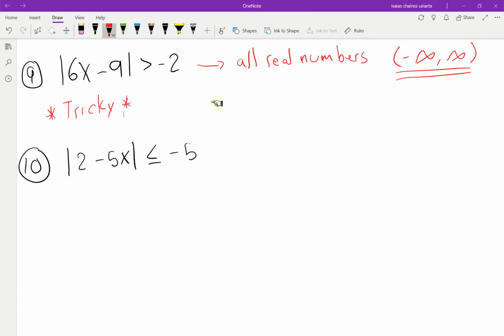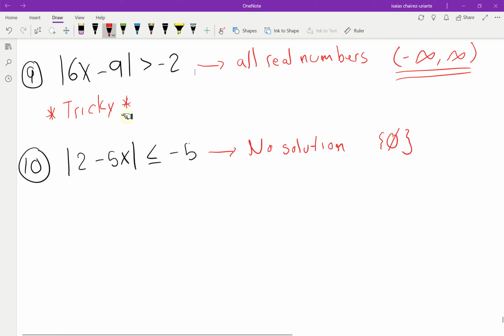Okay, last one. The last inequality that we do here. Again, this one's kind of tricky. Remember, the absolute value, no matter what choice of x I make, the left-hand side will always be positive. So then, can it be less than -5? And the answer here is no. So the answer here is no solution. So the empty set. Yeah. So be careful with these types of inequalities.